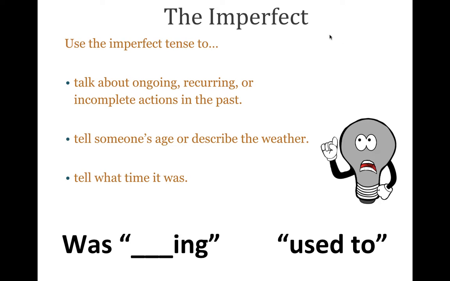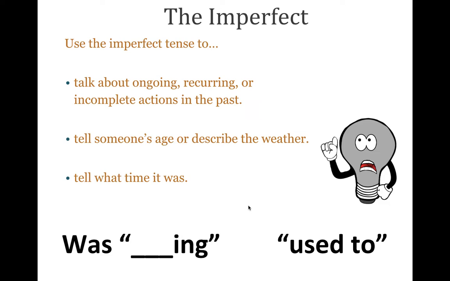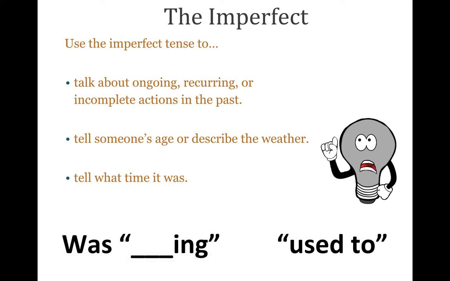You'll also see it commonly translated to was, -ing, so I was talking, I was walking, and translated as used to. Yes, we used to go to the park all the time as children. We are going to follow up in this unit with a video on how to tell when to use preterite versus imperfect. This is the video purely on what is the imperfect tense and how do we conjugate it.